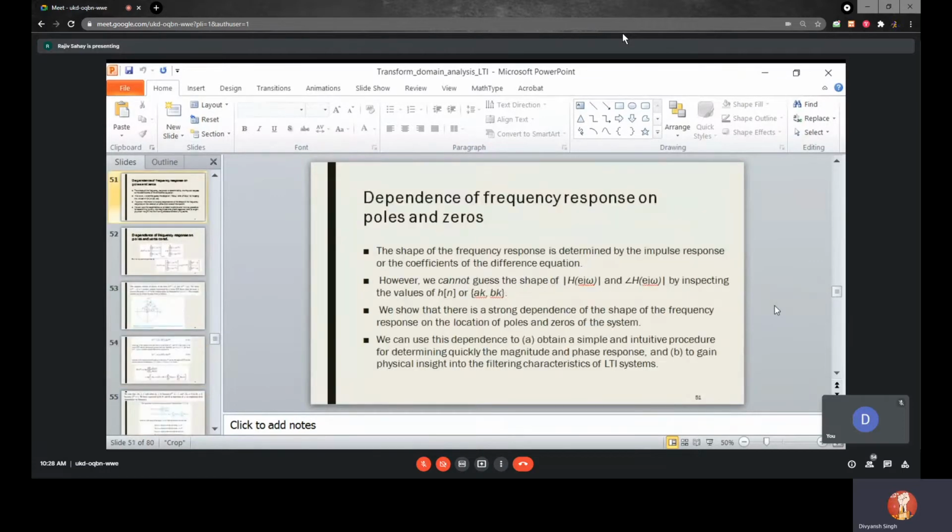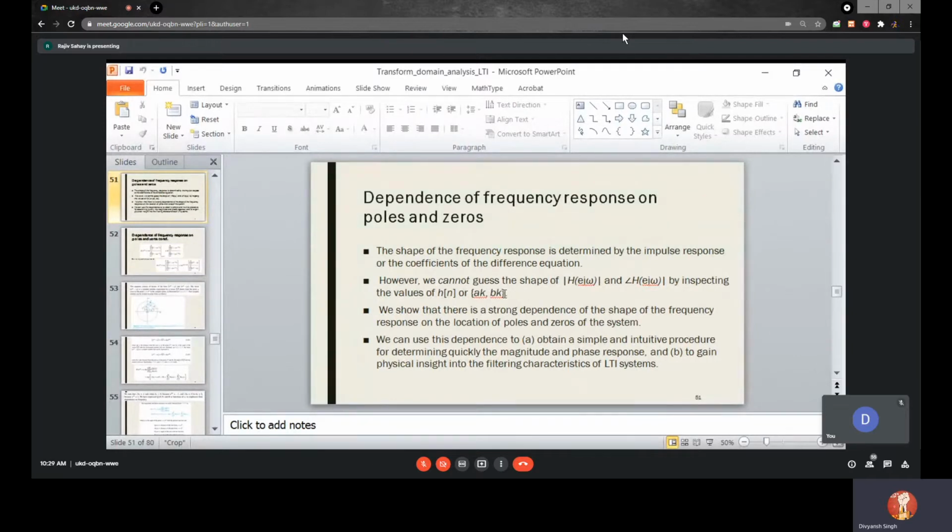So we see that the shape of the frequency response is determined by the impulse response or the coefficients of the difference equation. But we cannot guess the shape of the magnitude response and the phase response based on the values of h of n or a_k or b_k. So even if we know the impulse response in the time domain, we cannot guess what will be the shape of the magnitude response and the phase response.